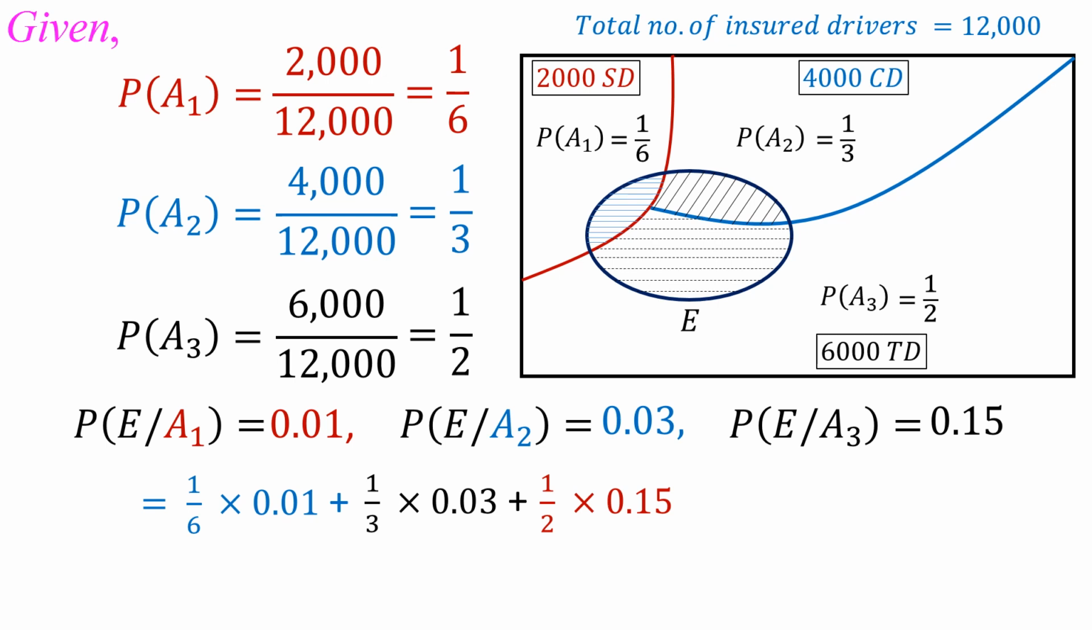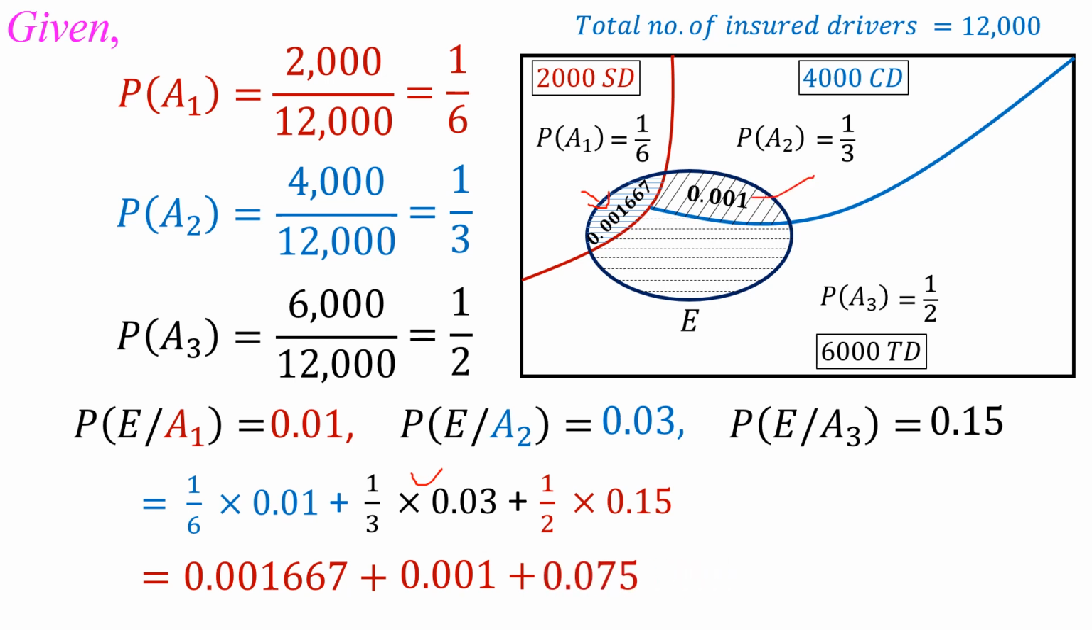And then we have to multiply them like this, and this is 0.001667. And here we have written this one. This shows the chance that the accident will actually be made by the scooter driver. If you multiply 1 by 3 times 0.03, it comes to 0.001, and obviously this is part of this 0.001 here. And then, by multiplying 1 by 2 times 0.15, here comes 0.075.